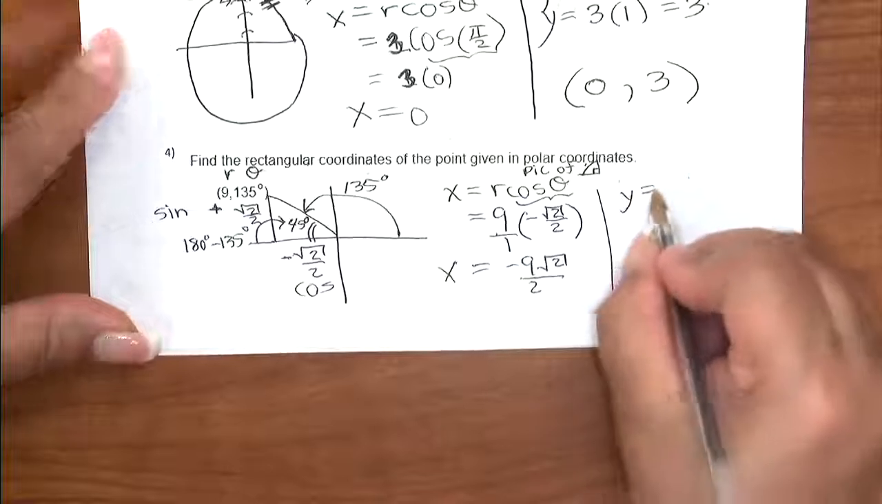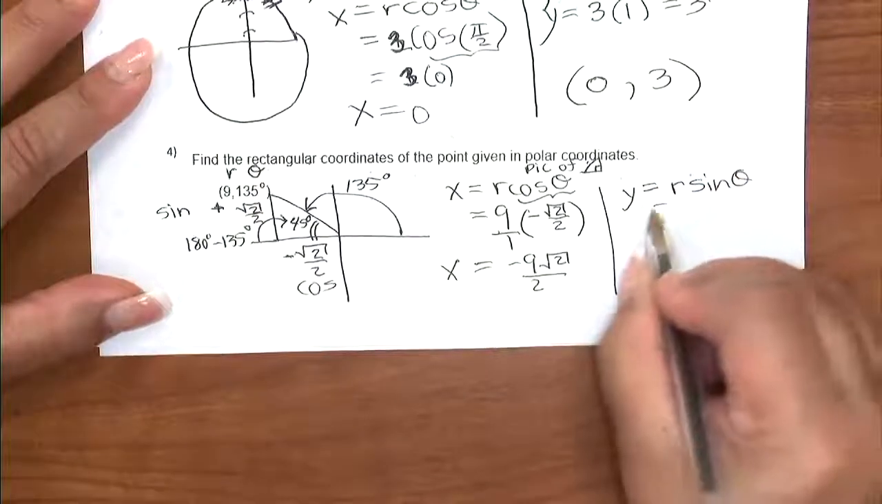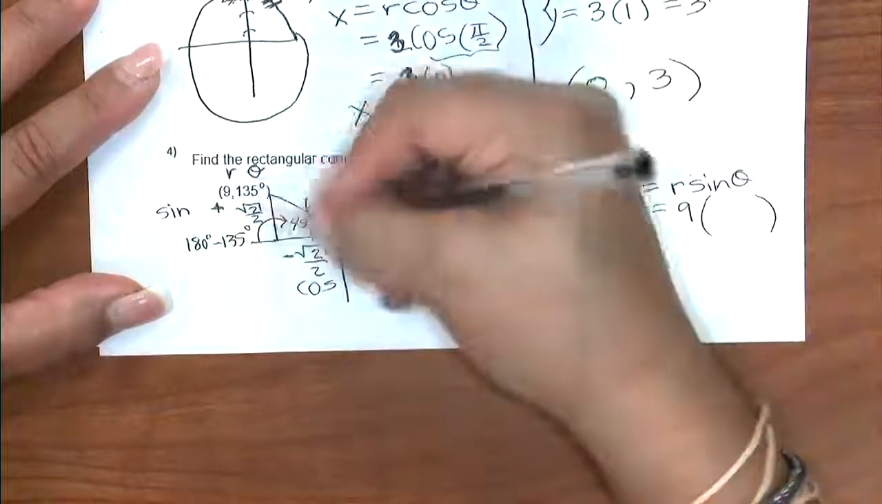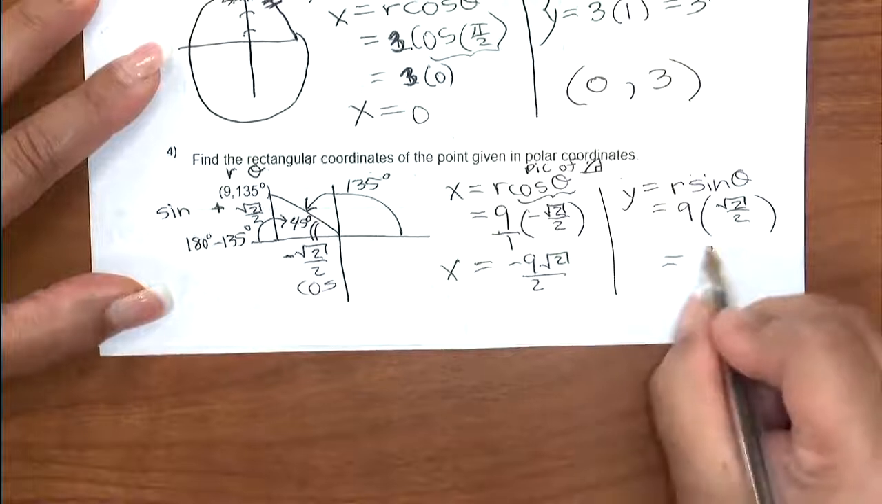Okay, y, formula is r sine of theta. So it's going to be the same thing, just positive, because the sine is the positive square root of 2 over 2. So it'll look just like that.